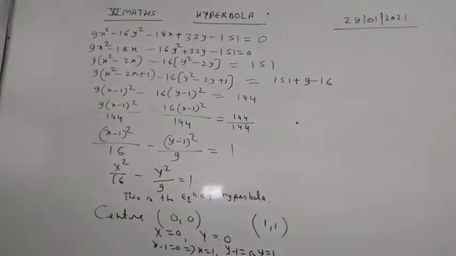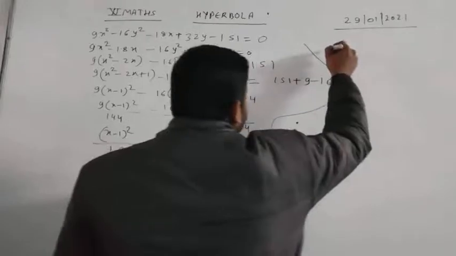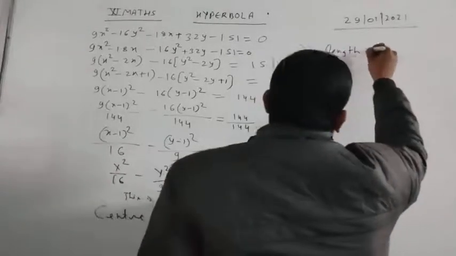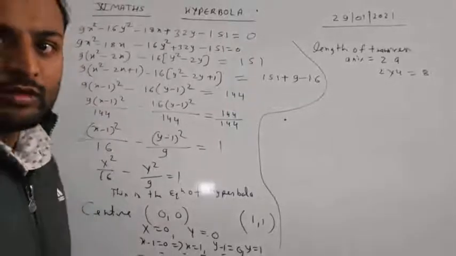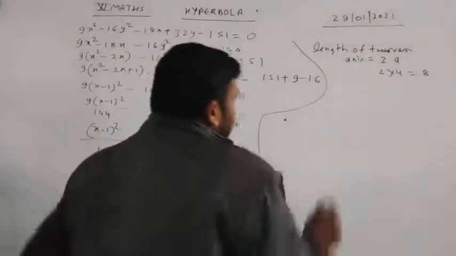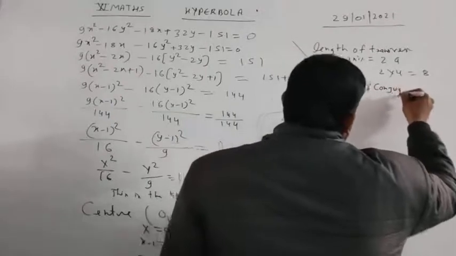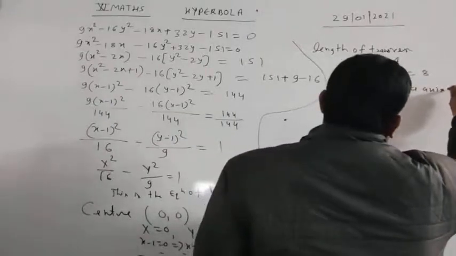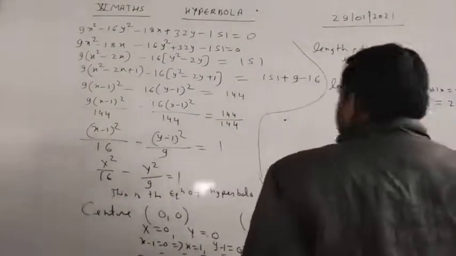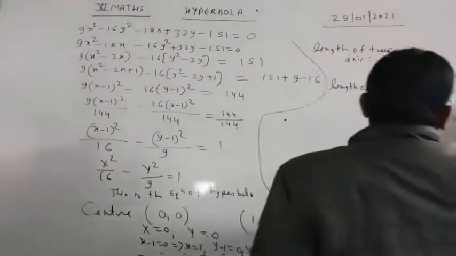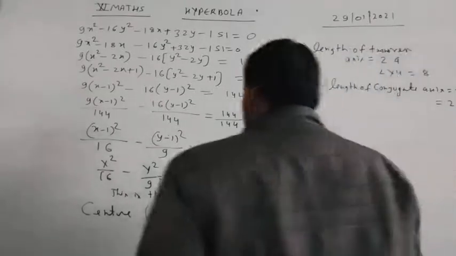Now, our transverse axis. We see that this is our first case. So the length of the conjugate axis is 2b, and our b is 3, so this is equal to 6.